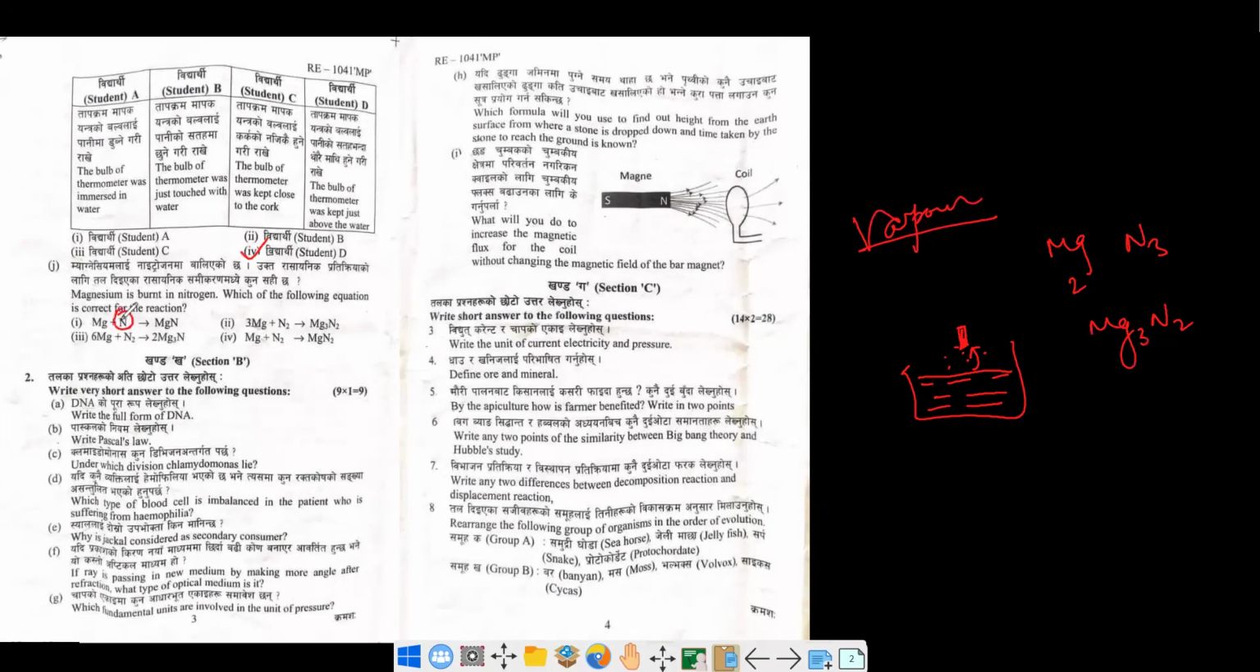यो gaseous form मा छैन, यो यतिकै incorrect हो. Okay, so यहाँनेरि valency मिलेको छैन. That's why the correct answer is going to be, okay, the second one. So the answer is here, the second one.